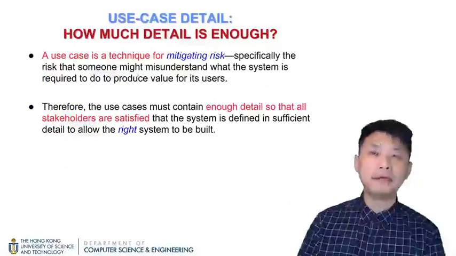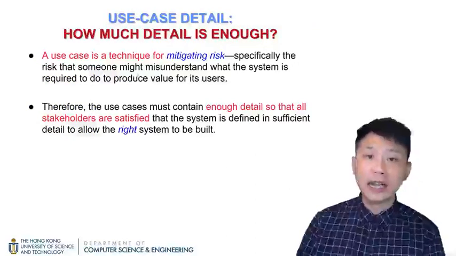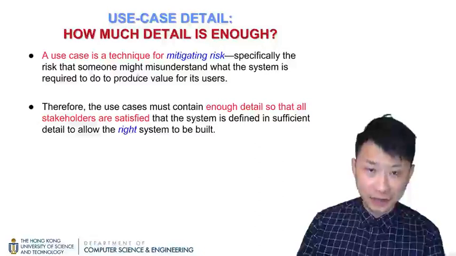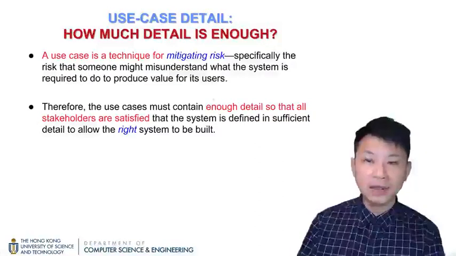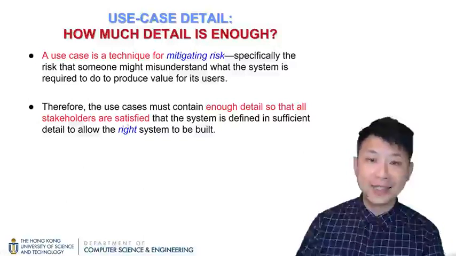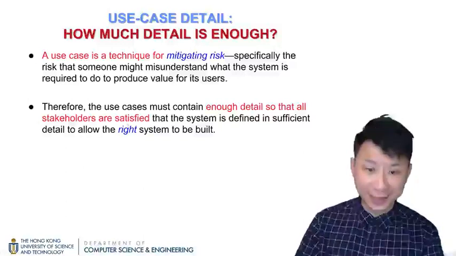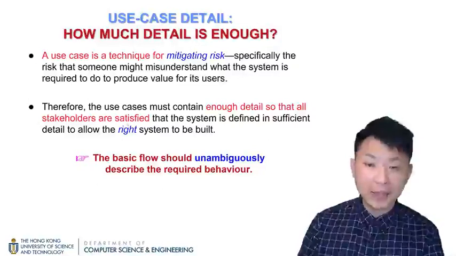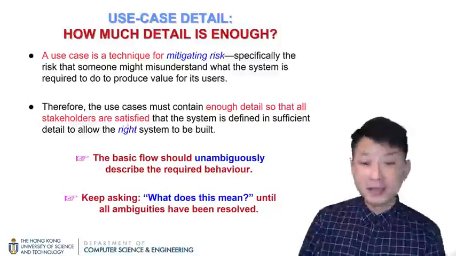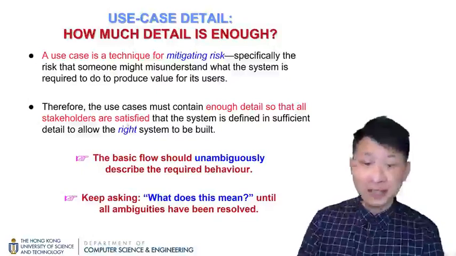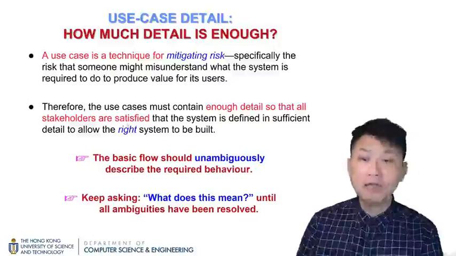So some of you may ask, when we write a use case specification, how much detail is enough? And the rule of thumb is that there should be enough detail so that all the stakeholders understand what's happening within the use case. And the basic flow should unambiguously describe the required behavior. And you should keep asking yourself, what does this mean, until all the ambiguities have been resolved.